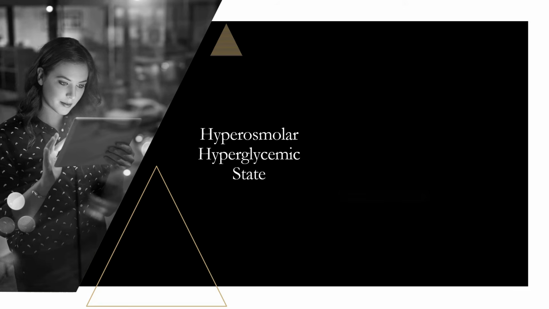So moving on to HHS, hyperosmolar hyperglycemic state. This is what you're going to see more commonly in type 2 diabetics. You're not going to see this in type 1 diabetics, because type 1 diabetics don't have any insulin, so they're almost always going to go into DKA. Again, nothing's 100%. It's possible to see it in either, but it's more common in type 2 diabetics.